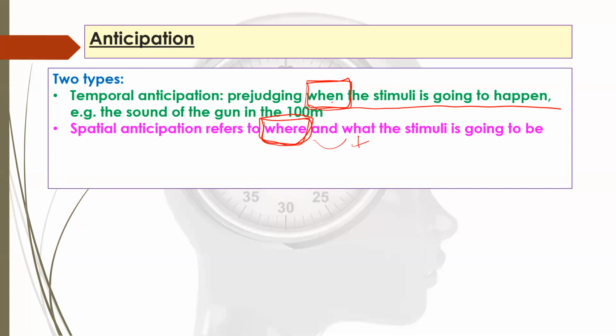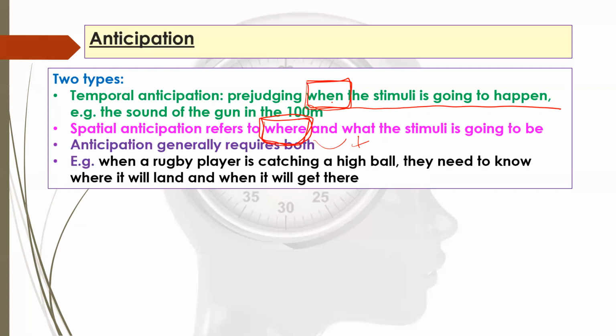If you only knew one of those things, if you knew when something was going to happen, but you didn't know exactly where it was going to happen, that wouldn't be very good. If you knew where it was going to happen, but you didn't know when. So if I was boxing and I knew someone was going to punch me in the face, but I just didn't know when it was going to happen, that's not great. So generally it requires both. So for instance, a rugby player catching a high ball needs to know where it's going to land, but they also need to know when it's going to get there. So it's no good just waiting in that area. They need to get there at the right time.